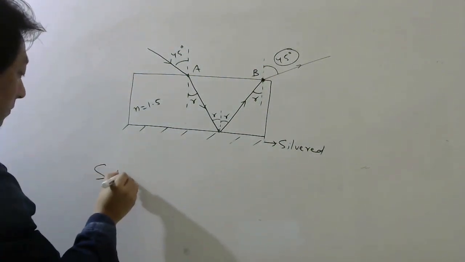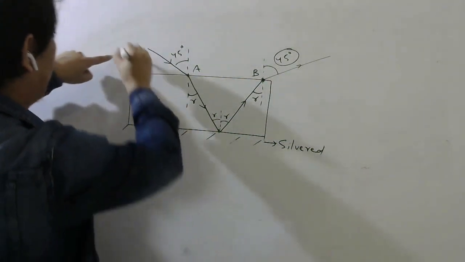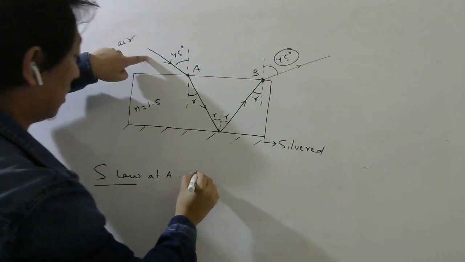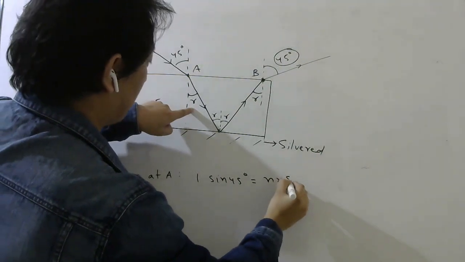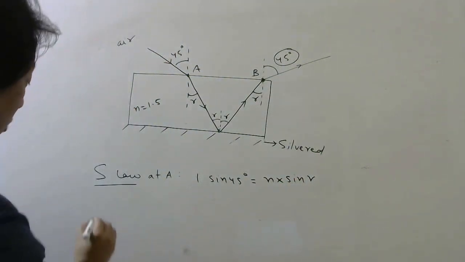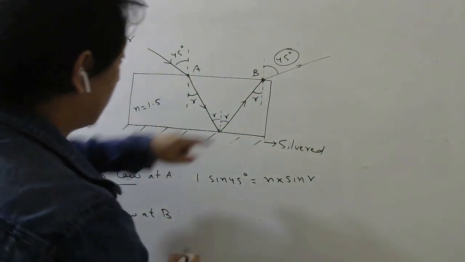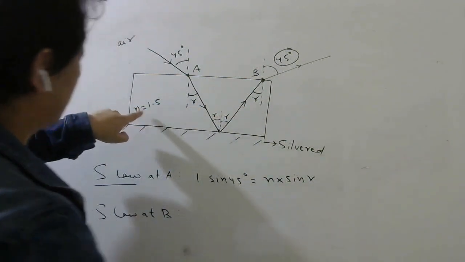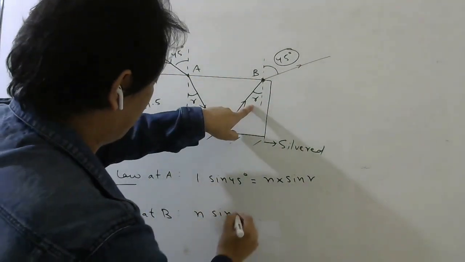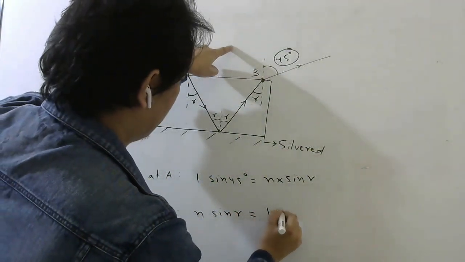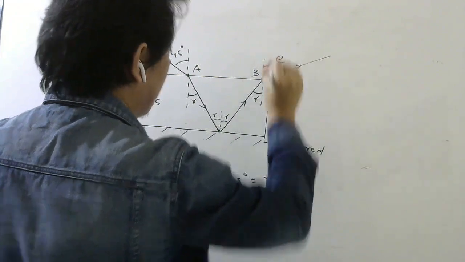Apply Snell's law at A. So this is air. When they don't mention, it is air. So 1 into sine 45 equals n into sine r. Correct? Now apply Snell's law at B. This is your angle of incidence, which is in which medium? 1.5. So n into sine i, which is r, equals, this is air, 1 into sine this angle, which let me write right now as E.